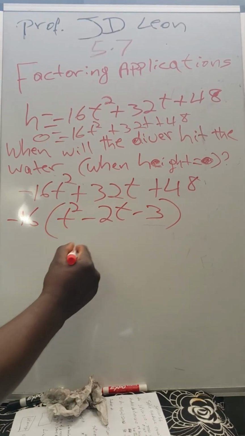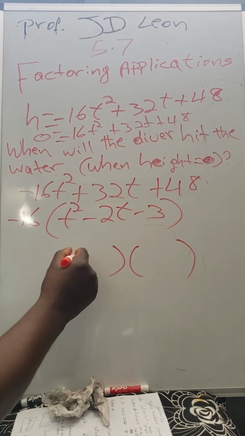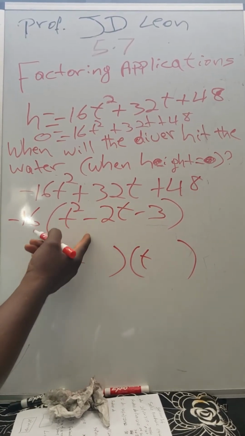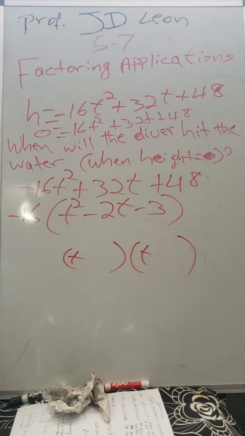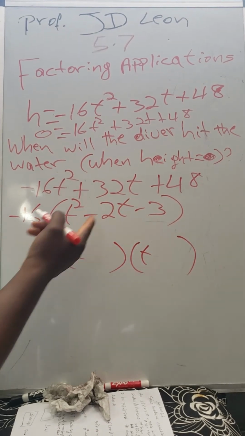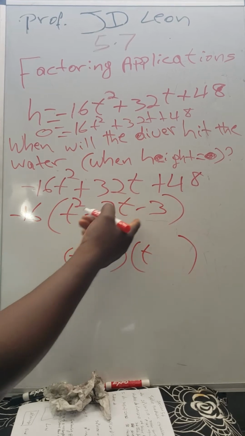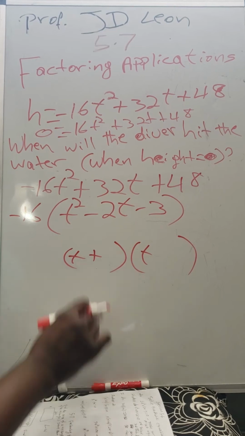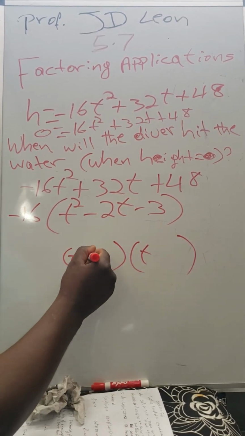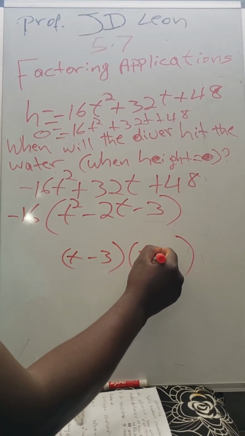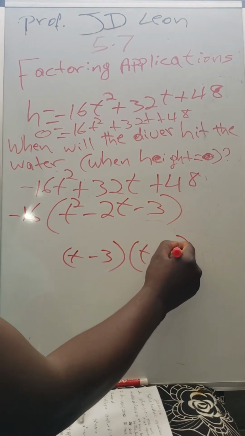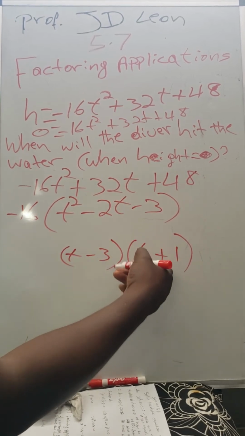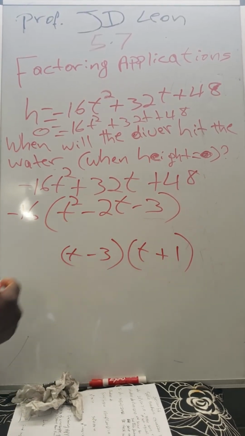So now we can factor that as a simple trinomial, which is t and t, and then we try to find two numbers that when we add, we get negative 2, and when we multiply, we get negative 3. From what I'm looking at, a minus 3 and a plus 1 would do it, because 1 times negative 3 is negative 3, and if you combine 1 with negative 3, it's going to be negative 2. So those are the numbers.